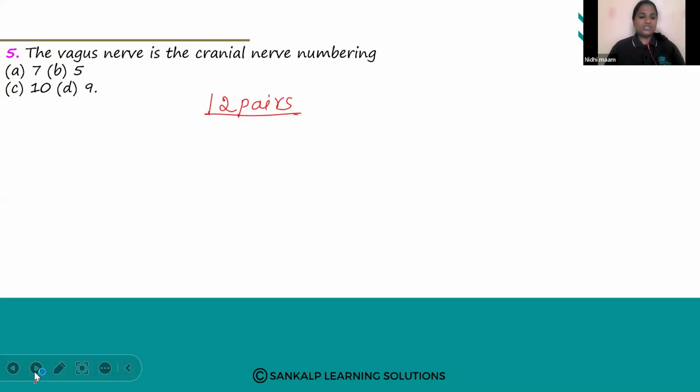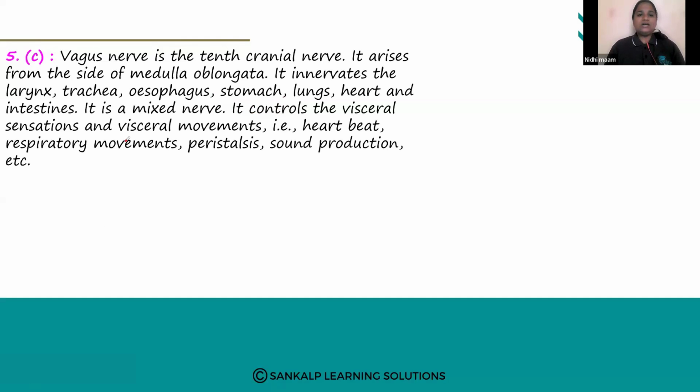Let us check the answer. Vagus nerve is the 10th cranial nerve. Very good. It arises from the medulla oblongata. It innervates the larynx, trachea, esophagus, stomach, lungs, heart, and intestine. It is a mixed nerve, not only sensory or motor. It controls the heartbeat, respiratory movements, peristalsis, and sound production. Everything is controlled by the vagus nerve, the longest nerve, and the 10th cranial nerve.